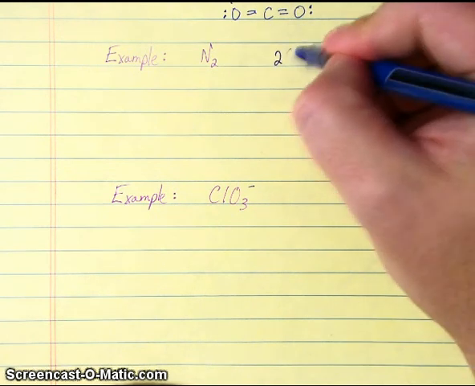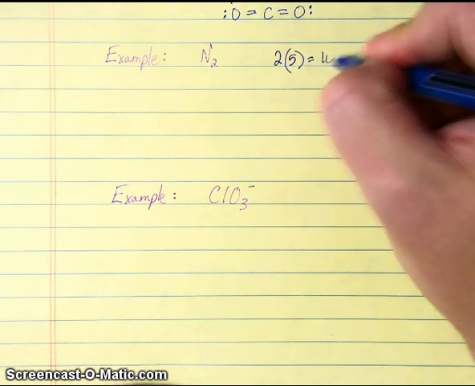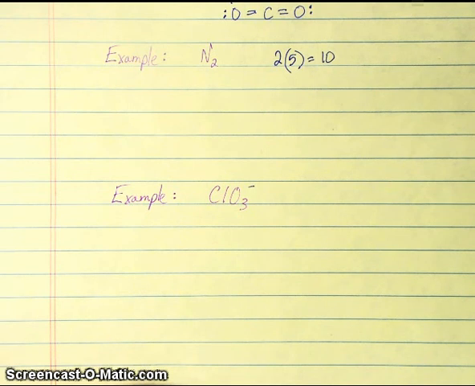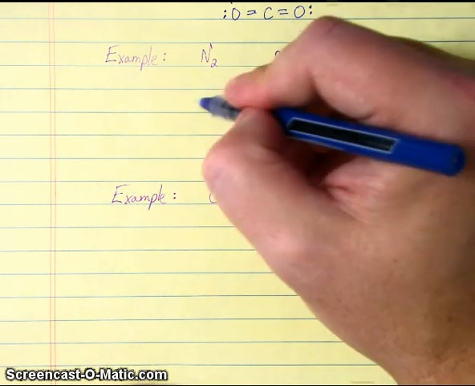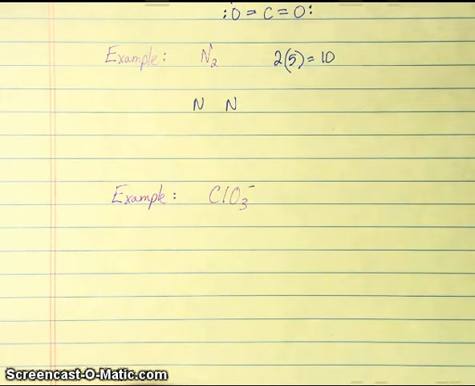We have 2 nitrogen atoms, and each nitrogen atom has 5 valence electrons. We have 10 valence electrons to work with in this structure. Now we draw the skeleton. That's step 2. We make one covalent bond here to connect our bonding atoms. Update your count. Always update your count.